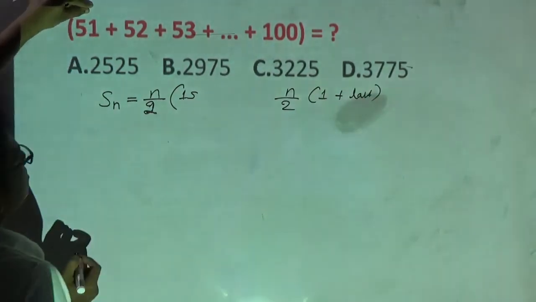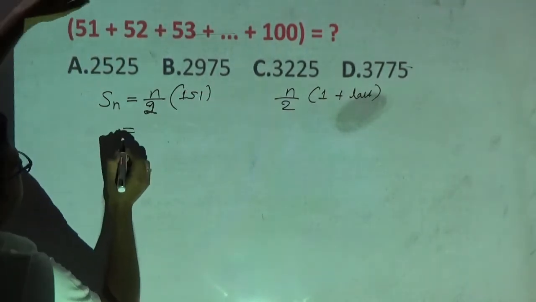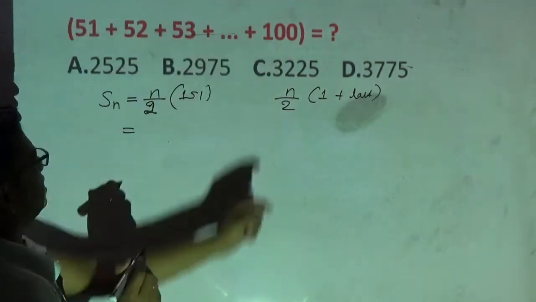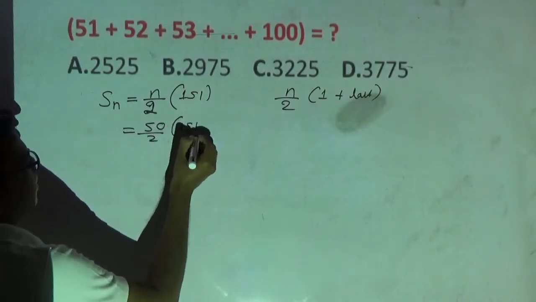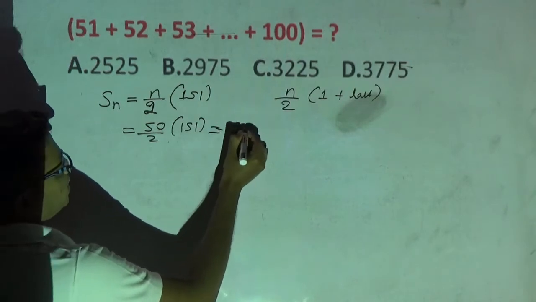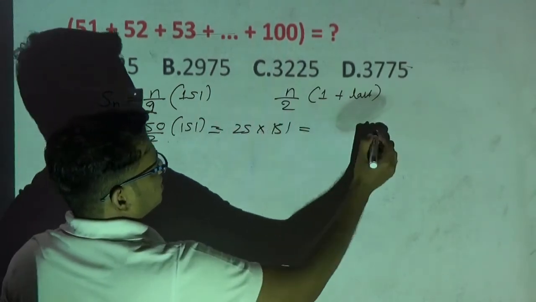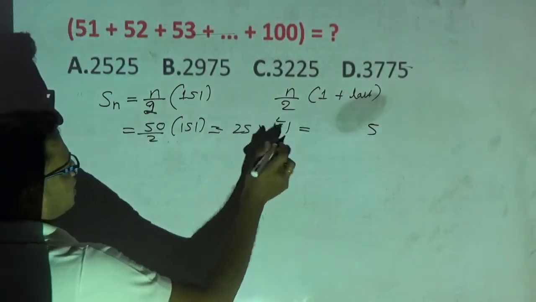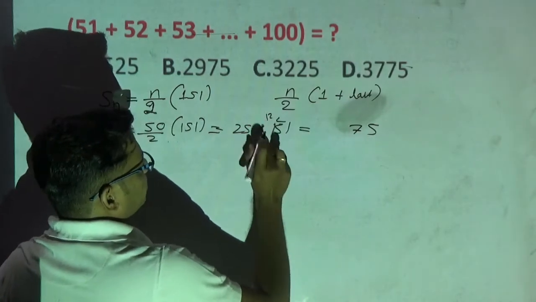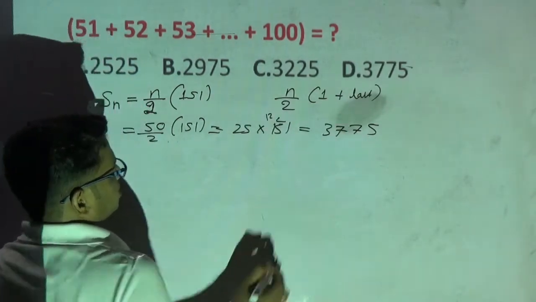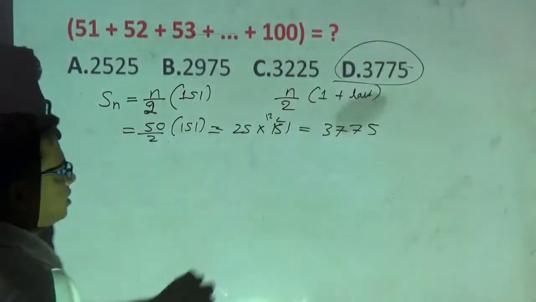What is your first term? 51. Last term 100. 151. Now n, how many terms are there? 51 to 100, there are 50 terms. 50 by 2 into 151. 50 by 2 is nothing but 25. 25 into 151. So 25 ones is 25, 2 carry. 25 5s is 125 plus 2, 127, 12 carry. 25 plus 12 is 37. The answer for this question is 3775. That is option D.